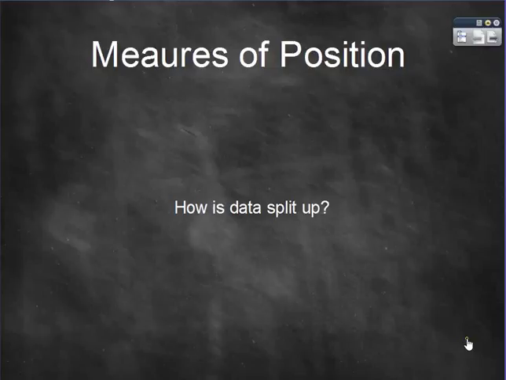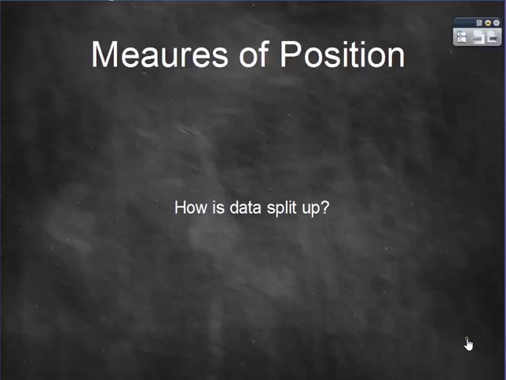Hey guys, today we're going to be looking at measures of position. Up to this point we looked at measures of center, also known as measures of central tendency, things such as mean, median, mode, and then we moved on to measures of variation. So we looked at things such as range and standard deviation.